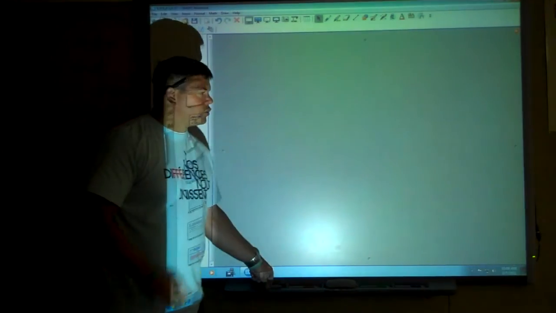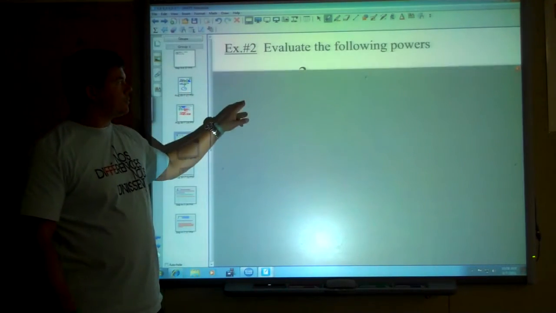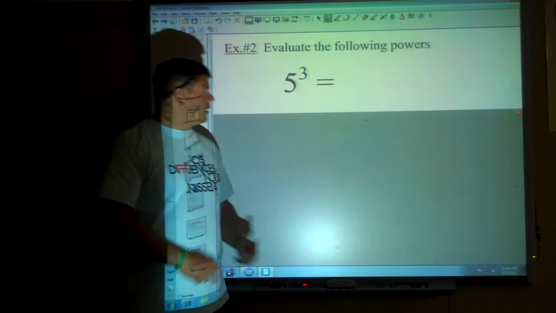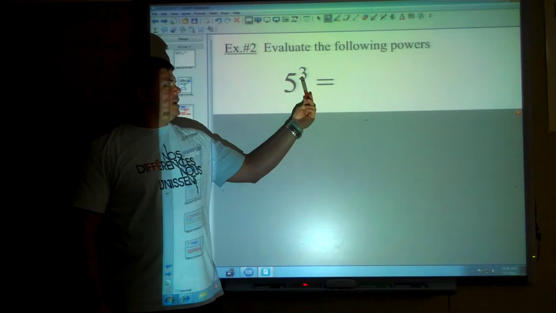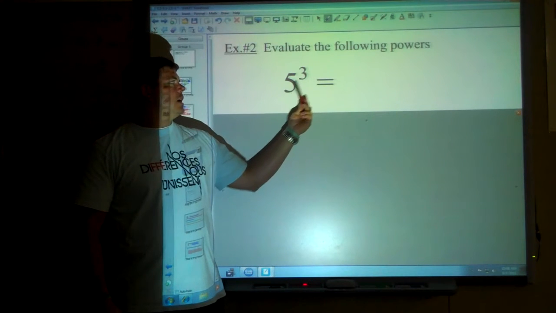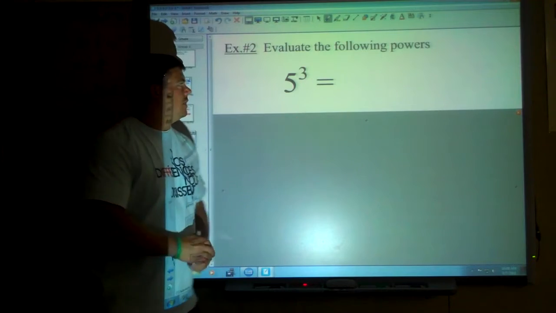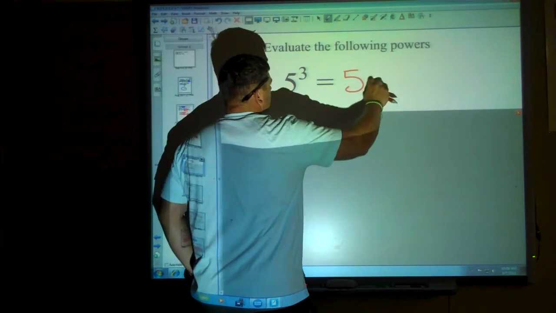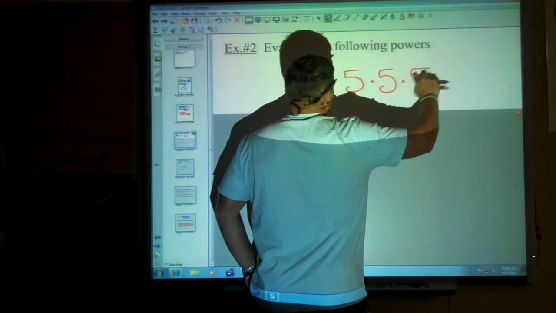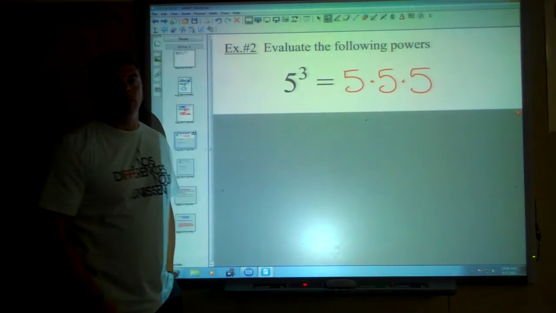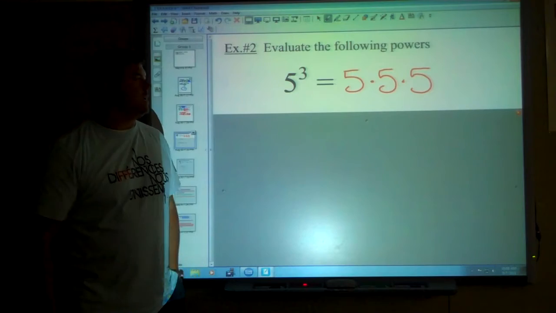All right, switching into exponents. Evaluate the following powers. Number one mistake made here. We have an exponent of 3, a power of 3, and a base of 5. Base is the large number. It's always written to the top right. This means 5 times 5 times 5. Commonly the mistake is 5 times 3. People think 15. Does not mean 15.